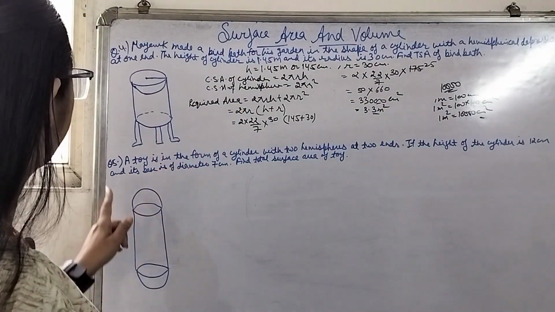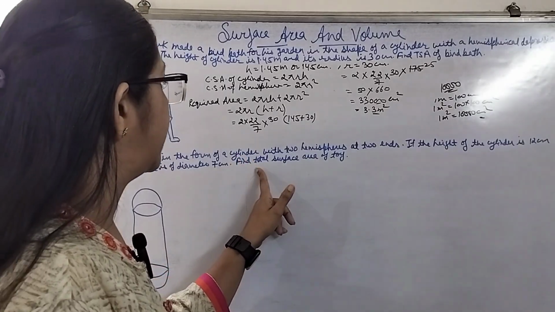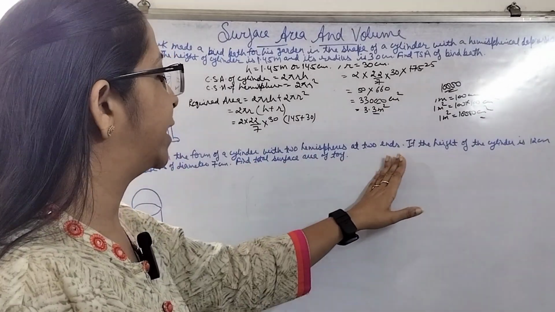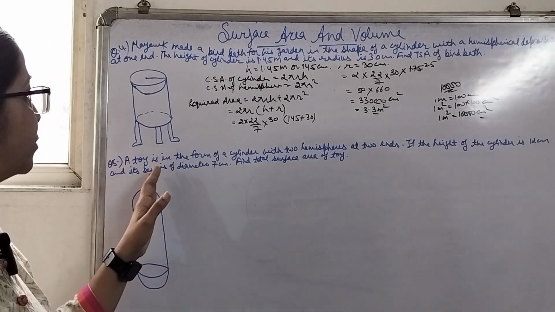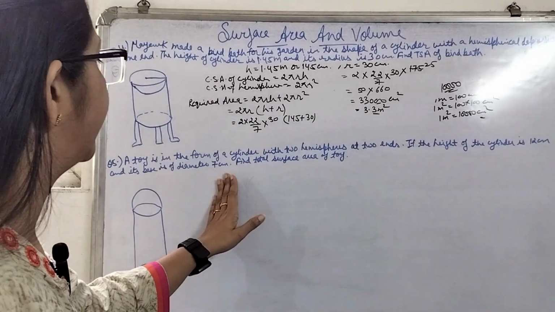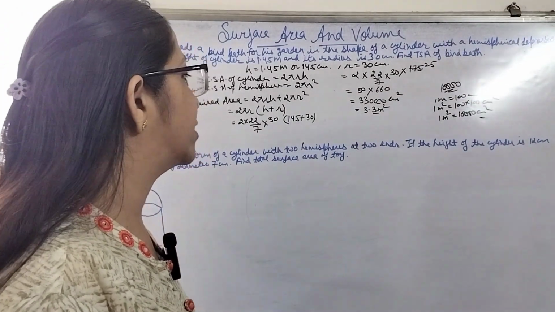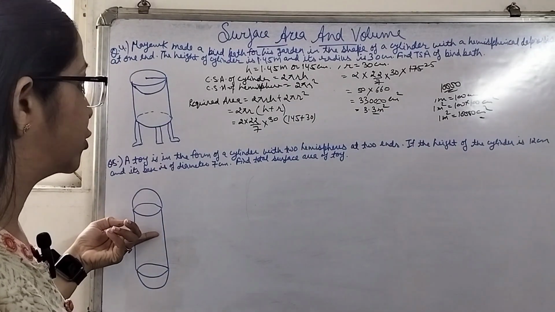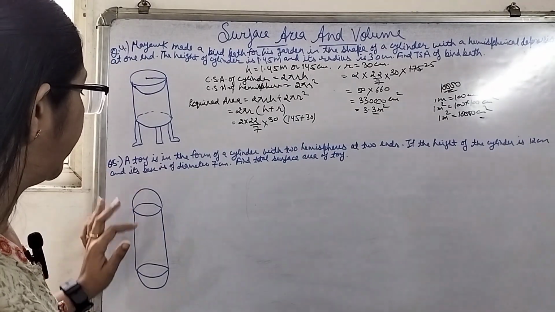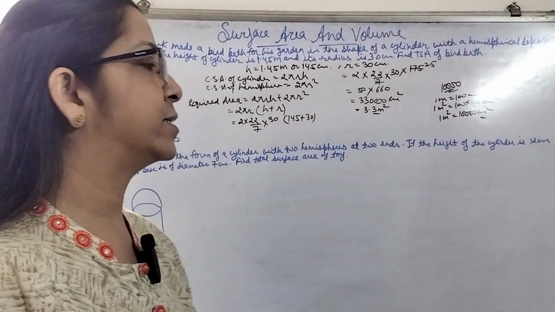Next question. A toy is in the form of a cylinder with two hemispheres at two ends. If the height of the cylinder is 12 centimeter and its base is of diameter 7 centimeter, find the total surface area of the toy. So over here we can see in the center the cylinder is there, and at the top and at the bottom two hemispheres are there.